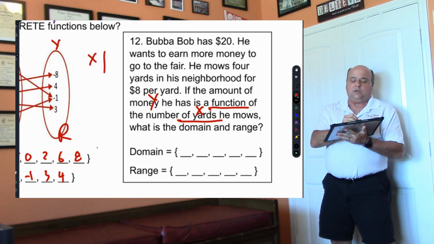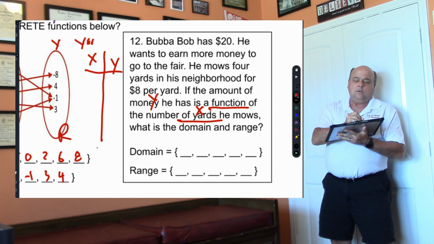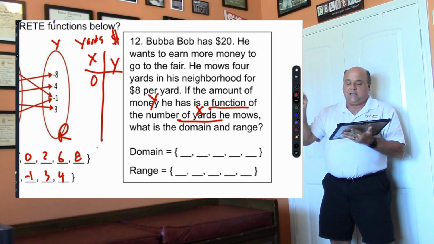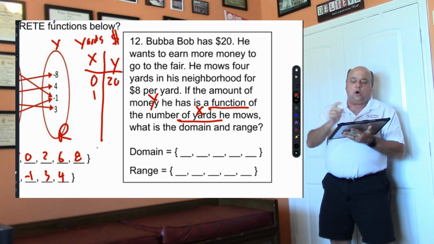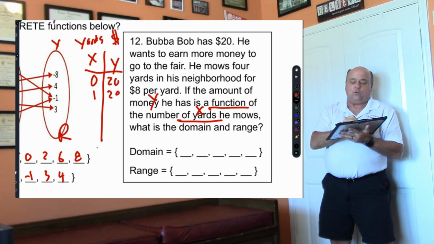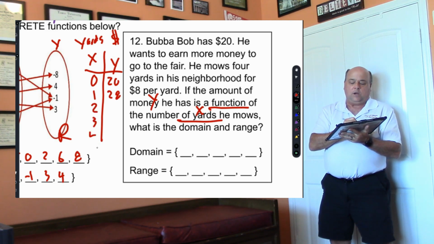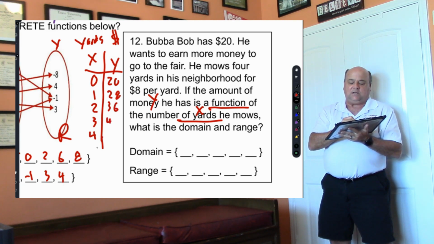Let's make a t-chart. So x and y. X is going to be the yards, and y is going to be his money. So at 0 yards, he has $20. After mowing 1 yard, he gets $8. He's going to have $28. See how I'm doing this? And he's going to mow 4 yards. Every time he mows a yard, we're going to add $8 to this. So all I'm doing is adding 8.